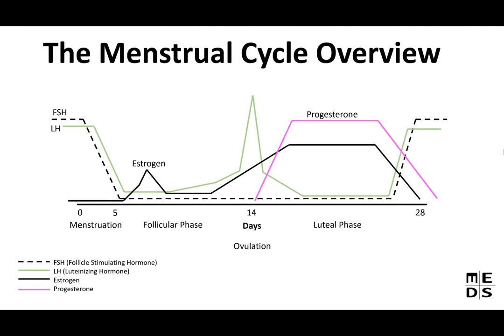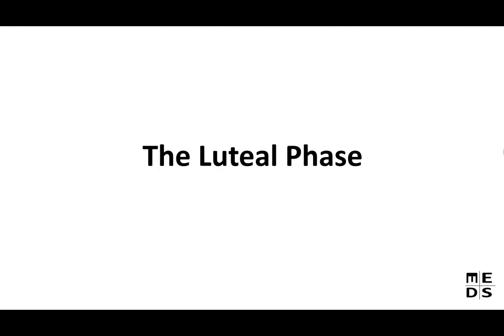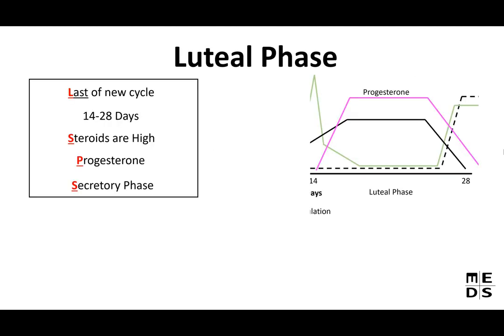Okay. So here's the overview again. Now we're going to talk about the second half. We predominantly talked about the follicular phase, a little bit of ovulation, which is short, and then the egg has now been released, and now we're going to talk about what happens in the luteal phase. Like I said before, it is the last of the new cycle. It is 14 to 28 days, as you can see here. This will be the last day.